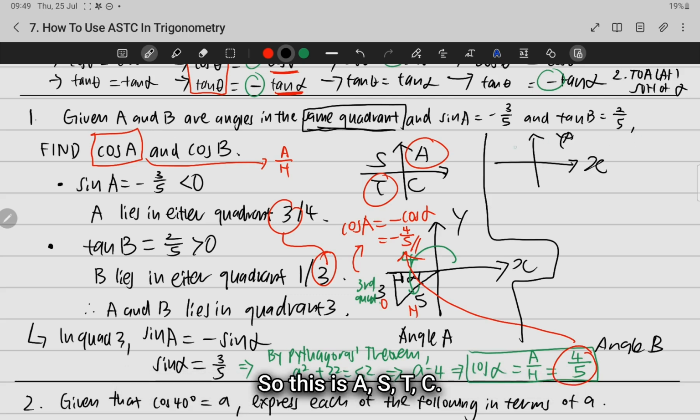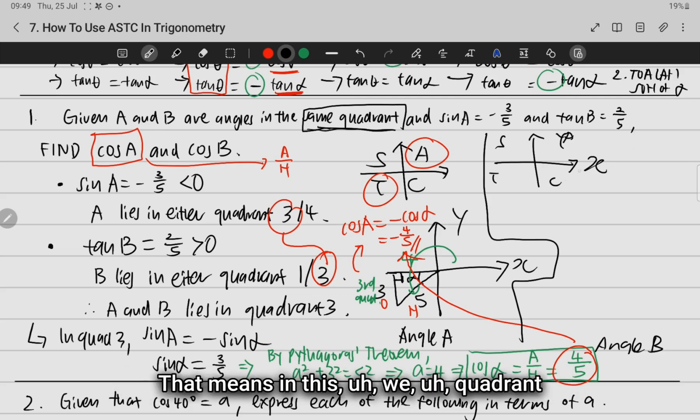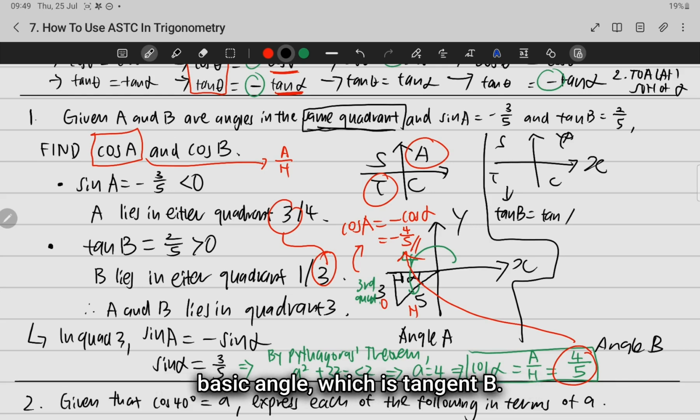So this is ASTC. That means in this third quadrant over here, tangent B equals tangent basic angle, which is 2 over 5. Because it's ASTC, T is positive. That means it will look like that. This is your basic angle. This is your 5, and then this is your 2. So this is your remaining left, and we'll call this R.